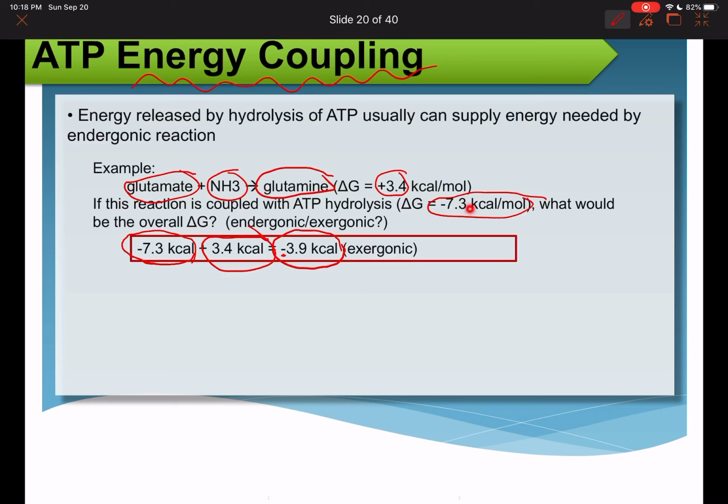You have $7.30 in your pocket right now. That's your ATP. That's your currency in your wallet. You want to buy something that costs $3.40. So is the $7.30 in your wallet enough to buy that particular reaction that costs $3.40? Very simple, right? It is enough. You have $7.30. That's $3.90 more than what it costs to buy that reaction.